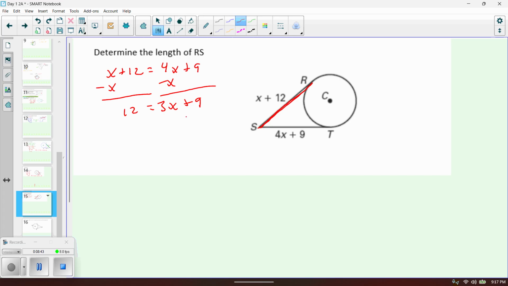Let's take away 9 on both sides. So 3 is going to equal 3x. And then we divide both sides by 3. So then x is going to equal 1. And since we are looking for the measurement of RS, we're going to do 1 plus 12, which is 13.